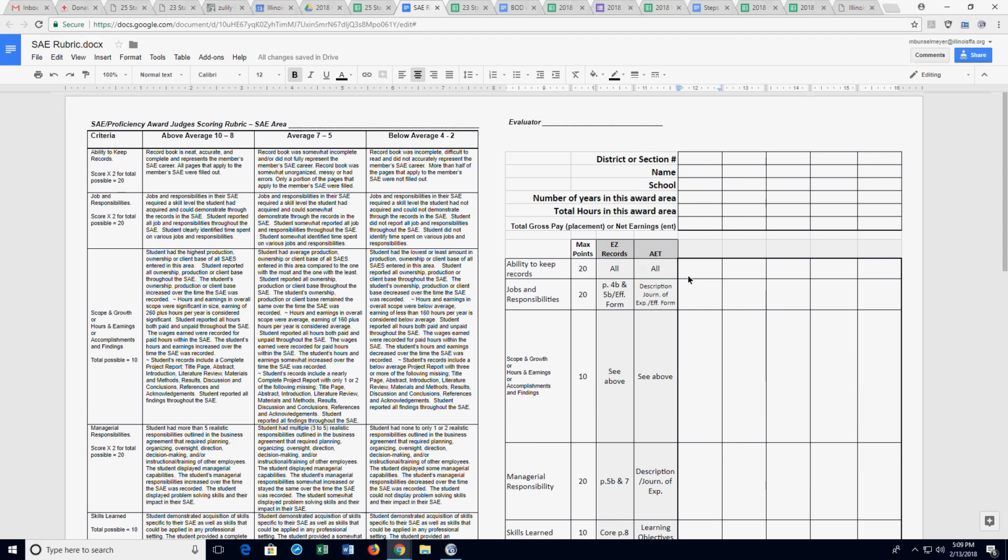Again, if you have any questions, please direct those questions to the agriculture teacher that is the room host, or what we consider the chair of the room. They will be able to answer your questions about the 3 record-keeping systems, paper books, Easy Records, and AET, as well as utilizing this rubric.